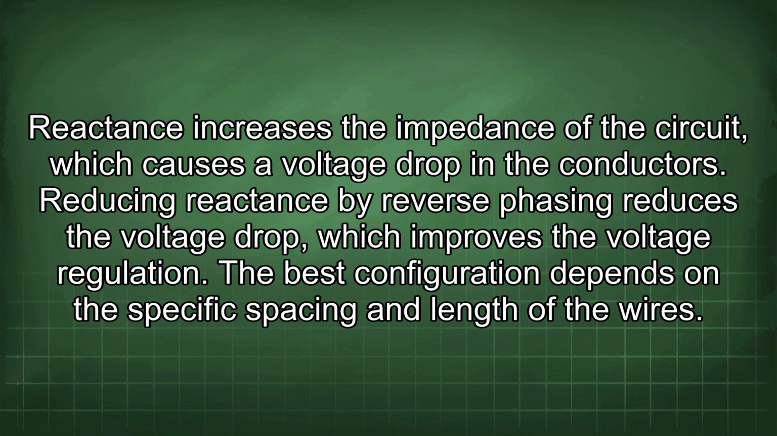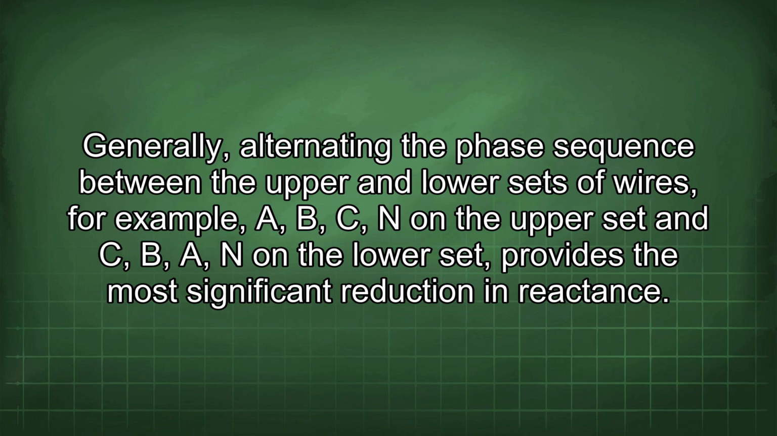Reducing reactance by reverse phasing reduces the voltage drop, which improves the voltage regulation. The best configuration depends on the specific spacing and length of the wires. Generally, alternating the phase sequence between the upper and lower sets of wires, for example A, B, C, N on the upper set and C, B, A, N on the lower set, provides the most significant reduction in reactance.